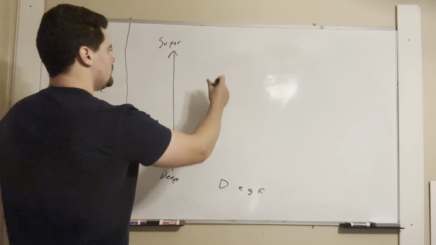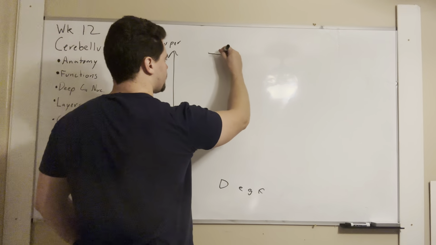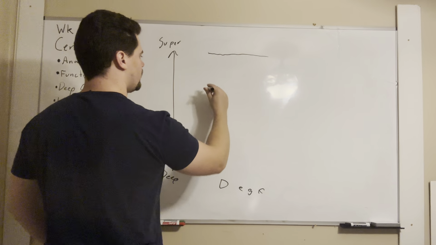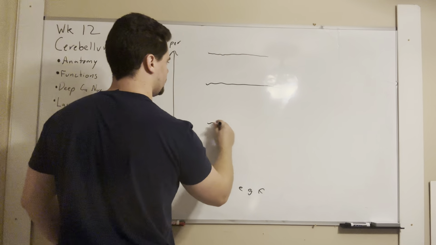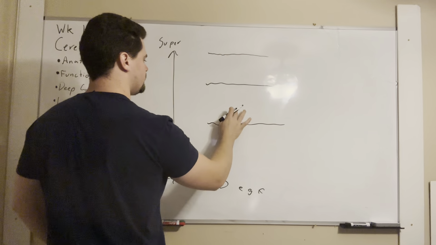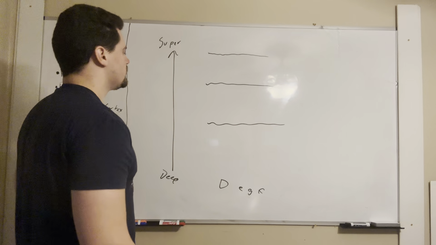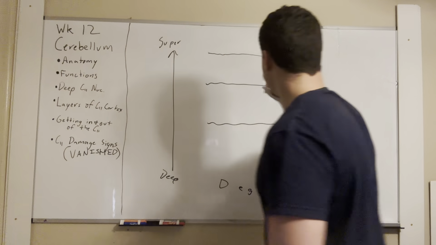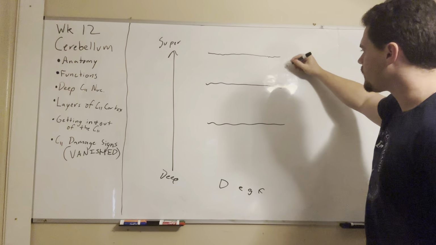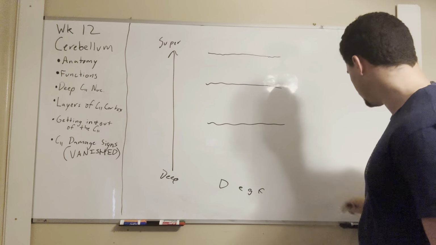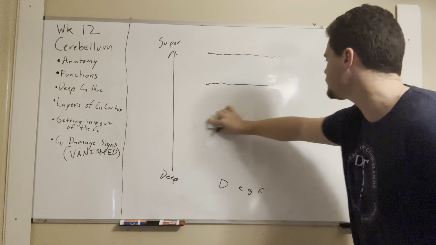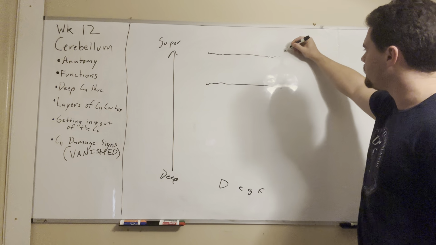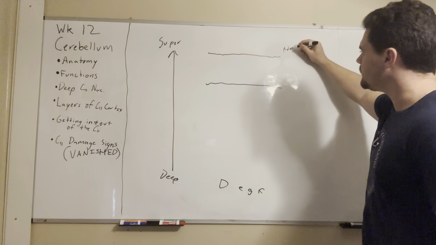Okay, and so we have three layers here. So we have one, two, and then we have three. So one, two, three. Perfect. So the most superficial layer is called our, I just realized I could have done that differently. Okay, so this layer up here is the molecular layer.